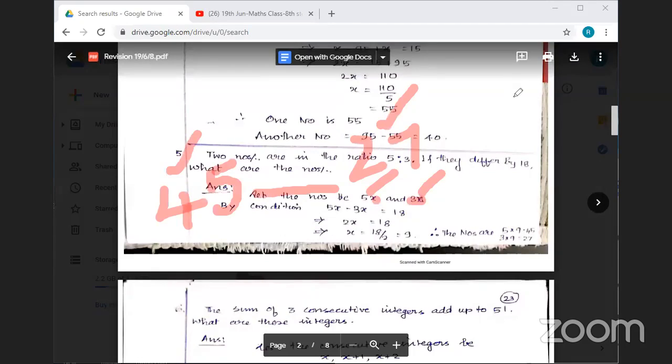45 minus 27 is equal to 18. That's why they differ. They differ by 18 means we can check whether the difference is 18. That is given in your question.